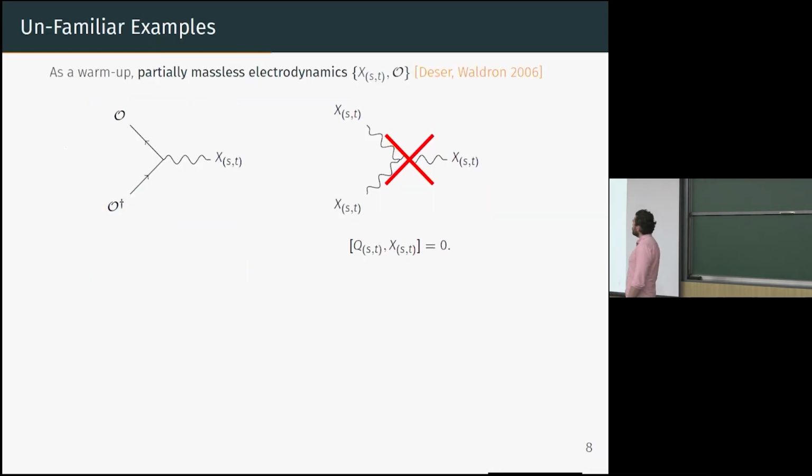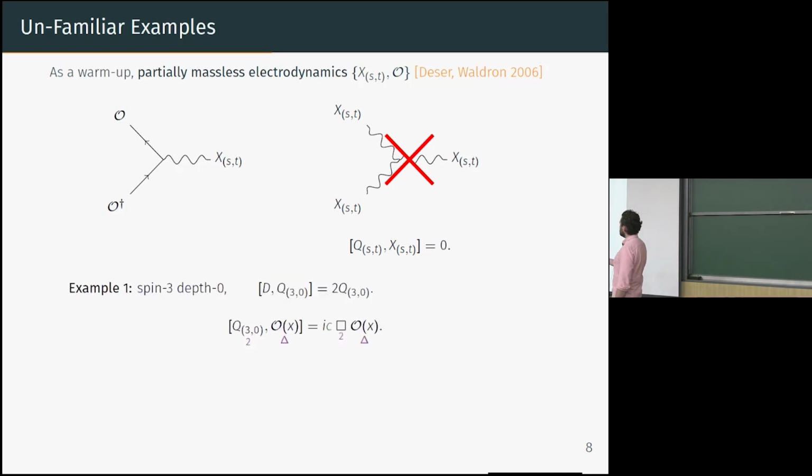Okay, so now we understand how this works. Let's do some unfamiliar examples. So the simplest thing we can do is think about one of these partially massless fields coupled to some scalar field. And we're going to try and build something that's like electrodynamics. So we're going to assume that this partially massless field doesn't have a self-interaction. In that sense, it's like an abelian gauge theory. And so the simplest thing is, say, spin 3 and depth 0. The charge operator has mass dimension 2. And so you want to write down some way that this thing can act on local operators that's consistent with the scaling dimensions. And so the only thing you can write down is that you get back the local operator acted on with a Laplacian.